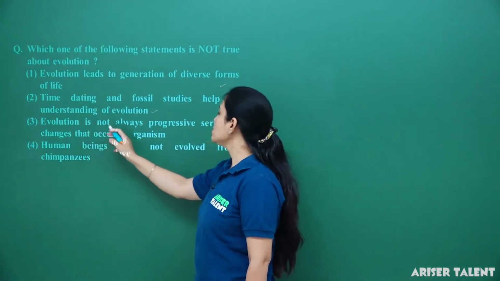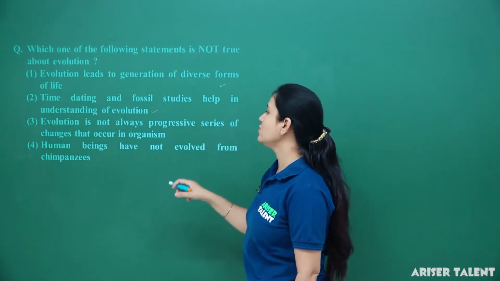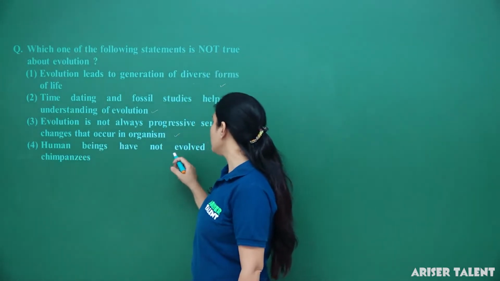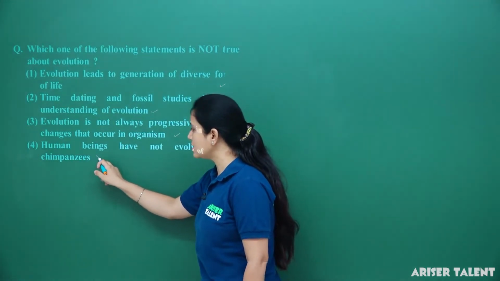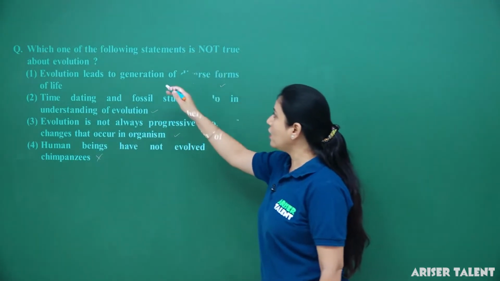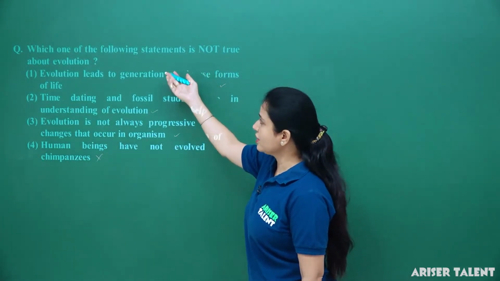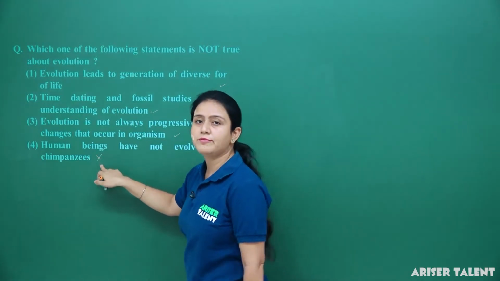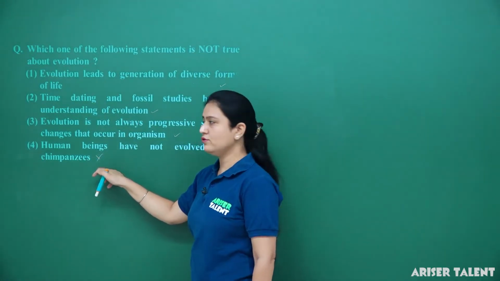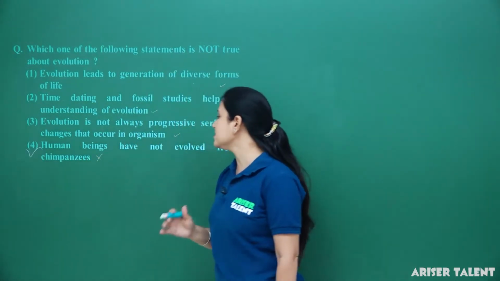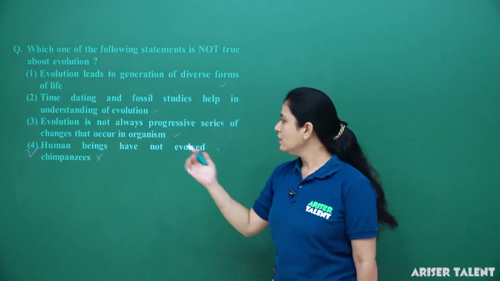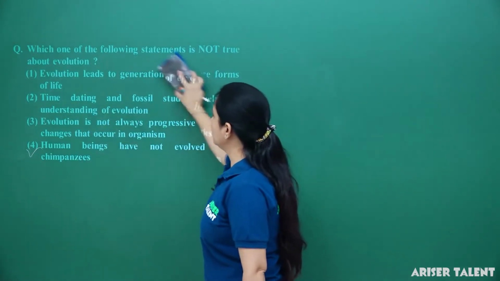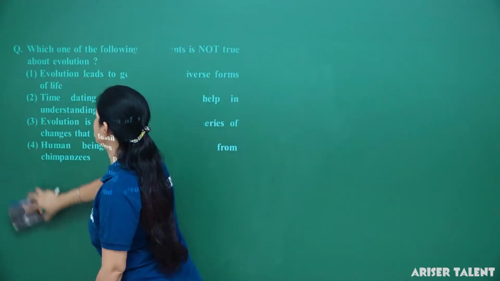Okay, evolution is not always a progressive series of changes that occurs in organisms. It's also true. Human beings have not evolved from chimpanzees. It's false. Okay, so according to the question, which one of the following statements is not true about evolution? This is the statement which is not true about the evolution. What is that? That human beings have not evolved from chimpanzees. Okay, so this is not a true statement.